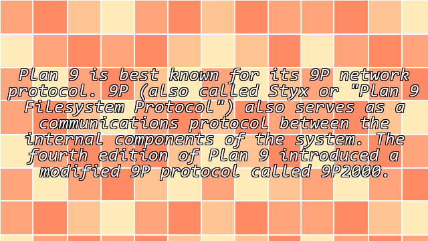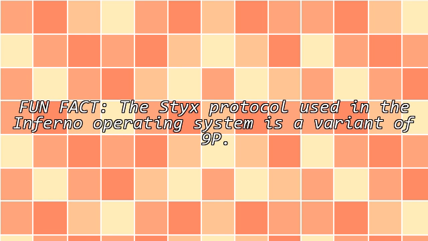Plan-9 is best known for its 9P network protocol. 9P, also called Styx, or Plan-9 file system protocol, also serves as a communications protocol between the internal components of the system. The 4th edition of Plan-9 introduced a modified 9P protocol called 9P2000. Fun fact: the Styx protocol, used in the Inferno operating system, is a variant of 9P.